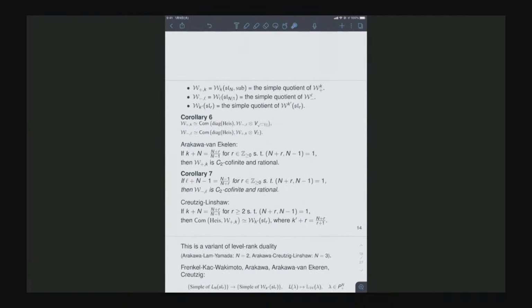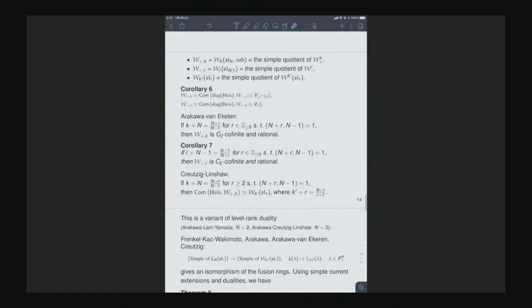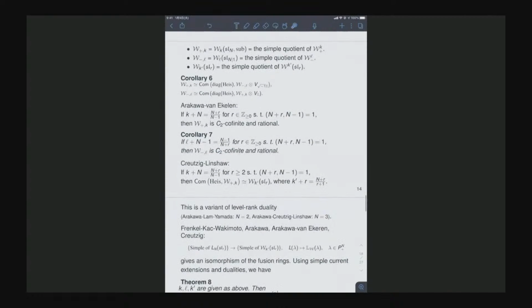And recently, we consider rational level. Arakawa and van Ekeren consider some interesting level. This is called some non-degenerate admissible level. Then they prove that subregular W-algebra is C2-cofinite and rational in this level. But using this duality, this C2-cofiniteness and rationality are inherited by the super W-algebra. Then we get corollary 7. It says principal W-superalgebra is also C2-cofinite and rational, but for some conditional level.